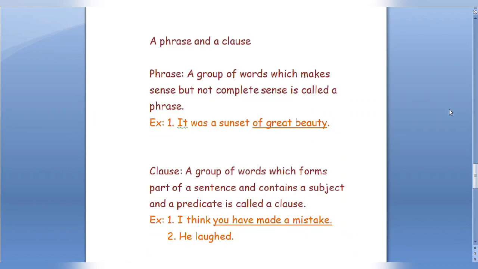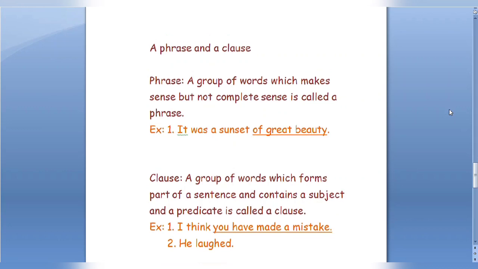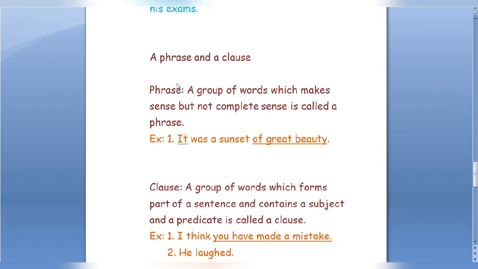So now we'll study about the phrase and the clause. So this will be the concluding topic in this video. So what is a phrase? A group of words which makes sense but not complete sense is called a phrase. So when I'll explain this example, it will become clear. So look at the example. It was a sunset of great beauty.